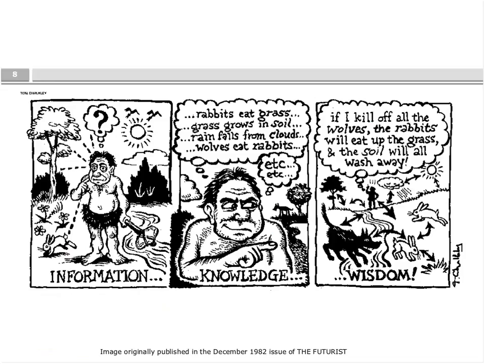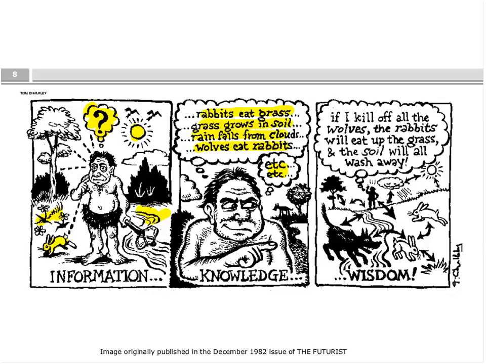So here we have information. This guy knows the sun exists. This guy knows the rabbit exists. This guy knows there are grasses everywhere. These are all information, but he always has this question mark here: so what? In the knowledge part, this guy says rabbits eat grass. Grass grows in soil. Rain falls from clouds. Wolves eat rabbits, etc. So what?